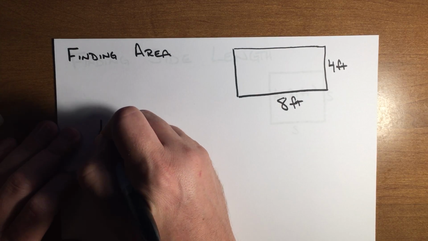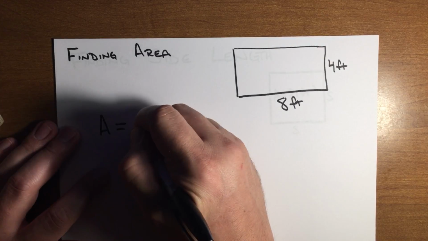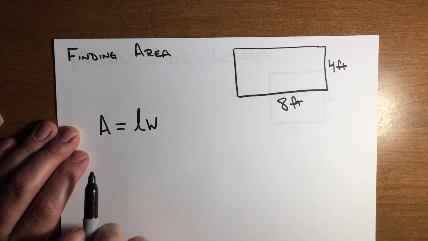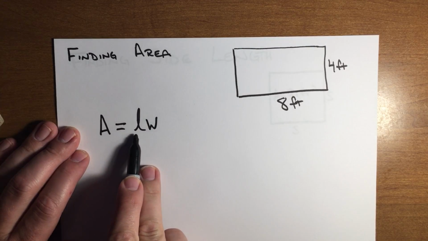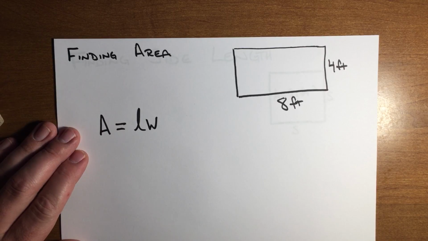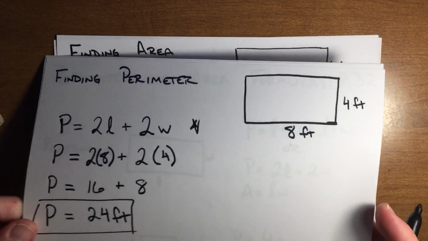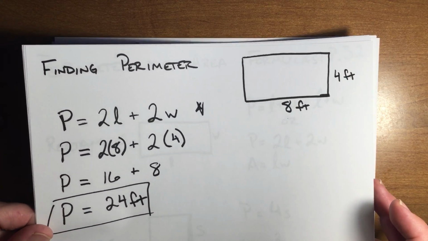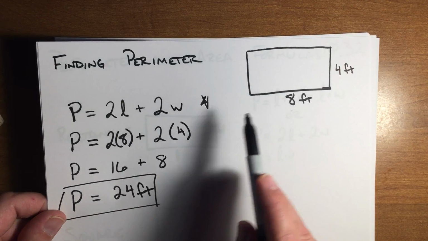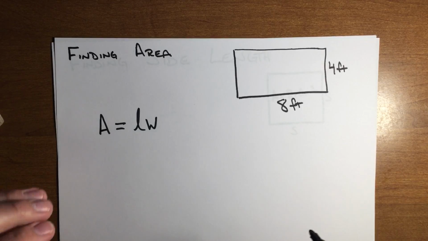is A equals L times W. Again, this is area is equal to length times width. Again, I'm going to do the same kind of thing I did in the last problem. Remember, the first step that I did in my last problem was simply substitution. I substituted the length that I knew for L. I substituted the width that I knew for W. So that's the first step that I'm going to do here as well.